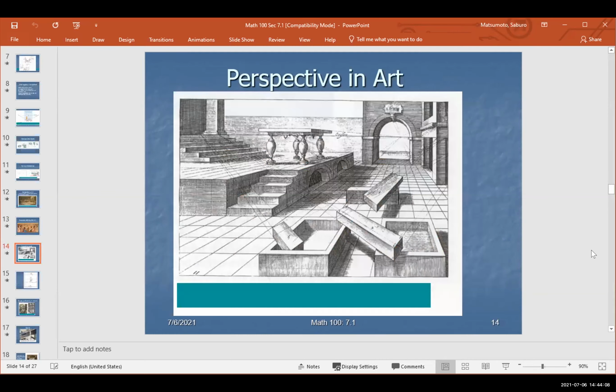Now you can see all these lines, all those dotted lines. This is one of those practices or studies done by a Renaissance artist, and you can see all of these lines meeting at various vanishing points.